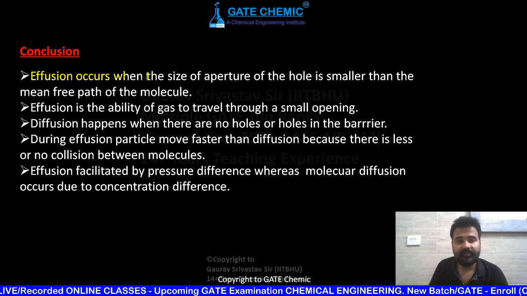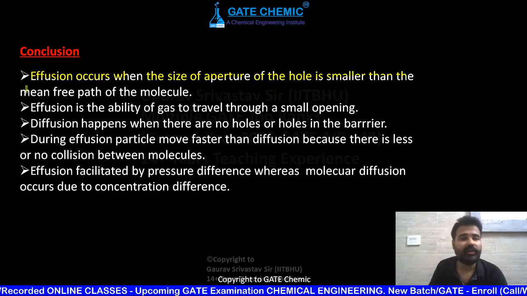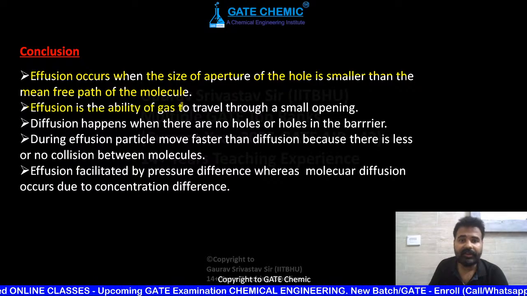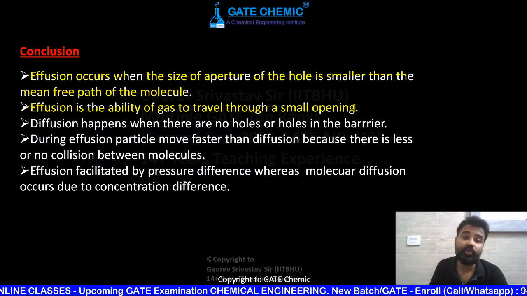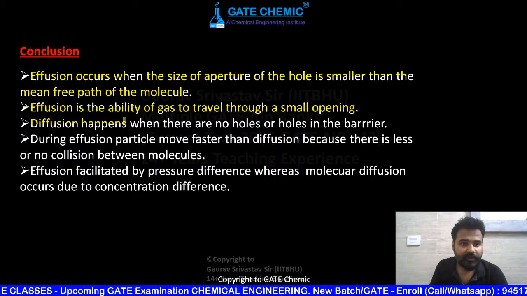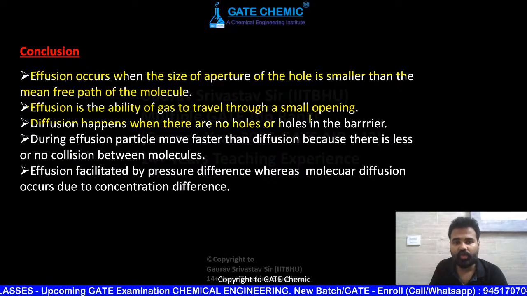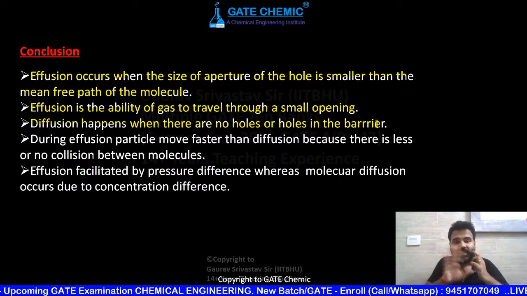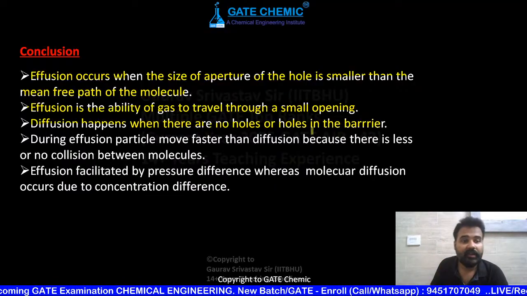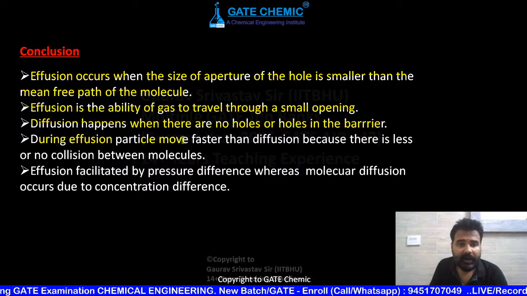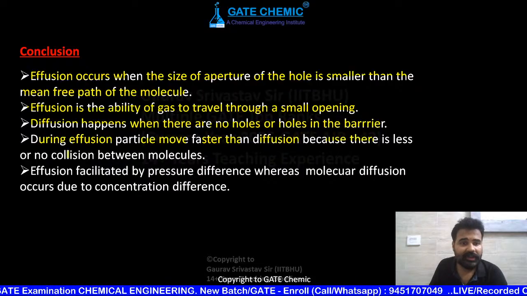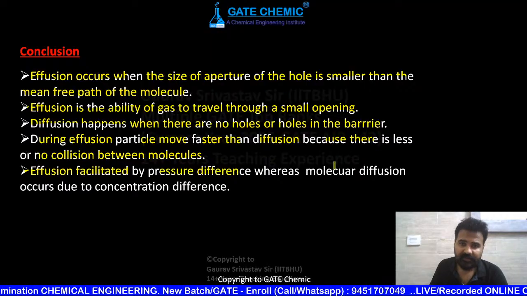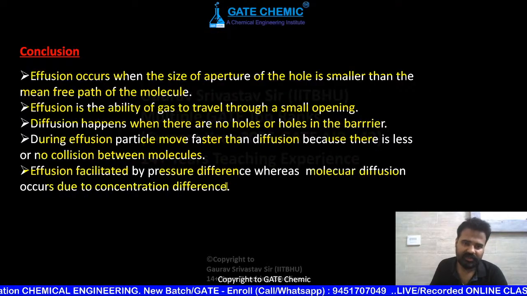Effusion occurs when the size of aperture of the hole is smaller than the mean free path of the molecule. Effusion is the ability of a gas to travel through a small opening due to delta P. Diffusion happens when there are no holes or holes in the barrier. Effusion needs a hole, diffusion does not need a hole. During effusion particles move faster than diffusion because there is less or no collision between molecules. Effusion is facilitated by pressure difference. Molecular diffusion occurs due to concentration difference.